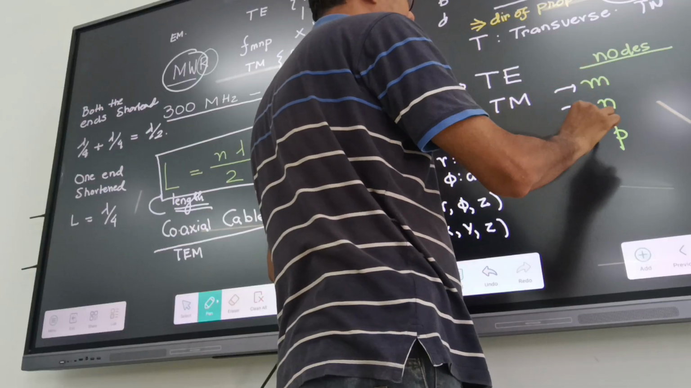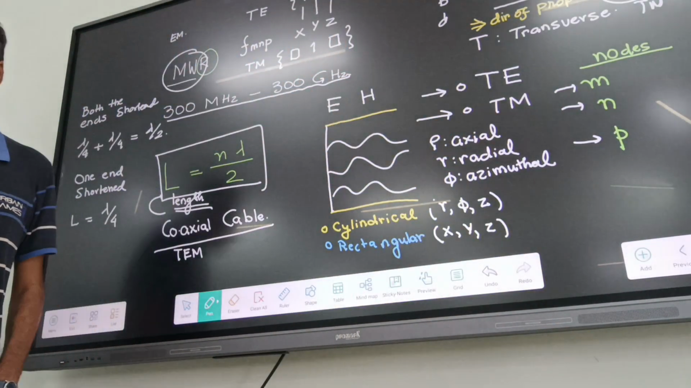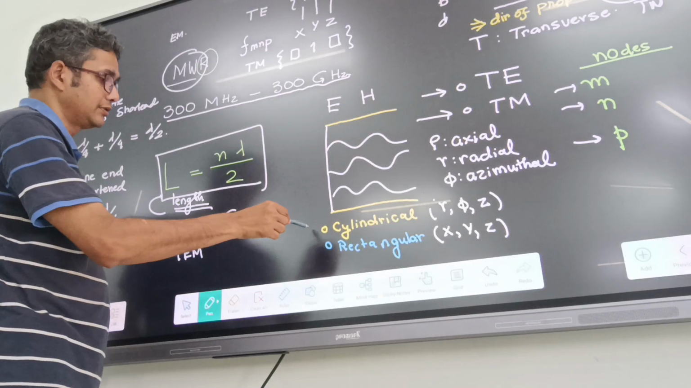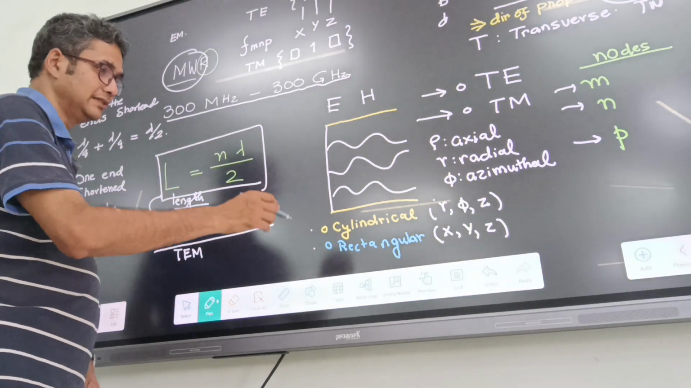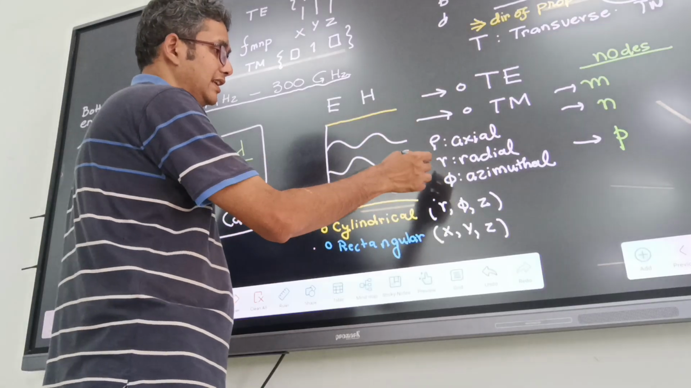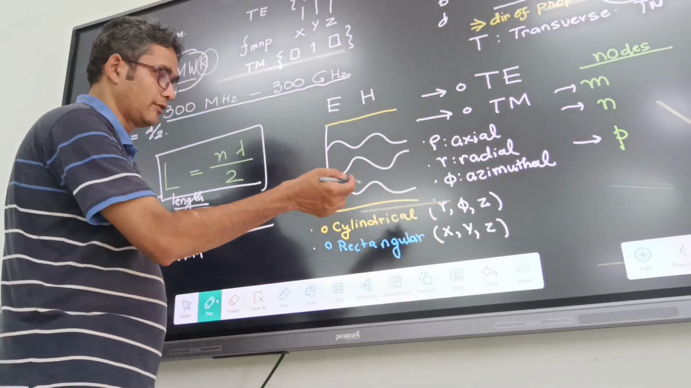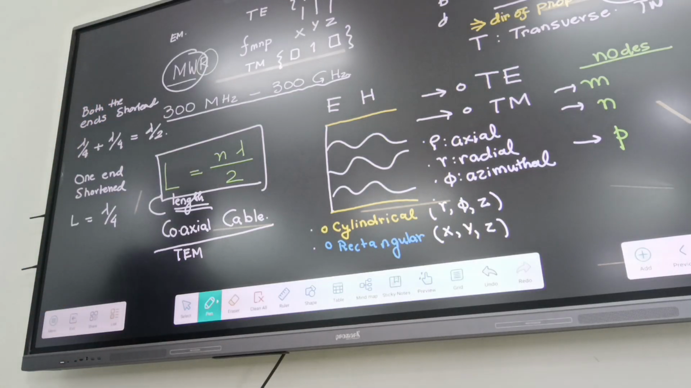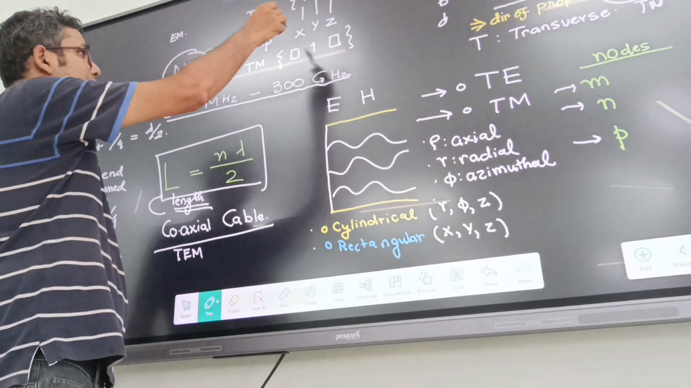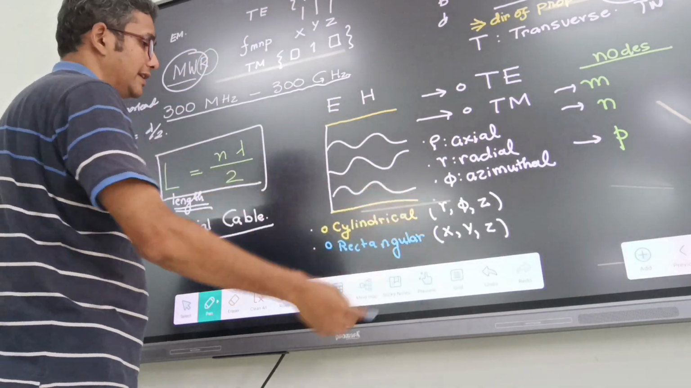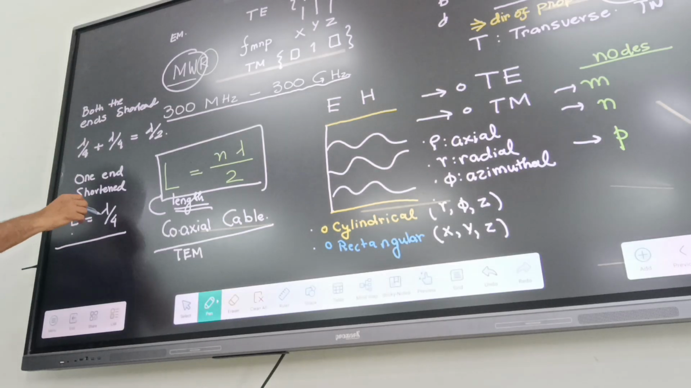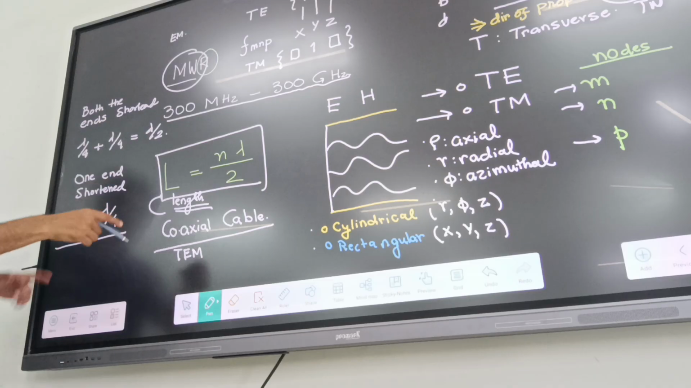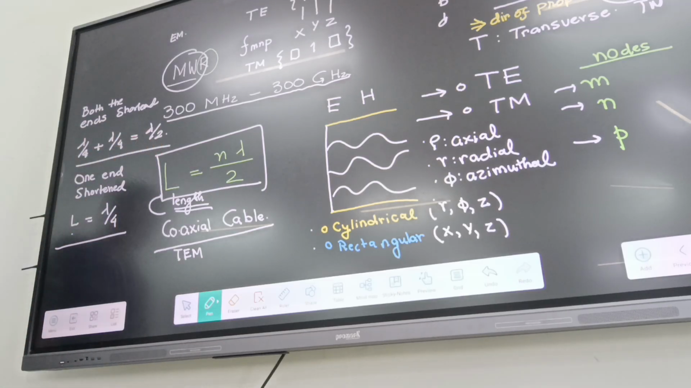Then we have three different modes related to the standing waves, and these modes are again related to what type of cable we are using. It can be cylindrical, where it depends upon the axial, radial and azimuthal dimensions, and it can be rectangular, with x, y, z dimensions, like the 101 mode, and correspondingly the radial, azimuthal and axial. And if we shorten the cable on one side, the wavelength is lambda by 4, and if it is shortened on two sides, it becomes lambda by 2. These are the standing waves.